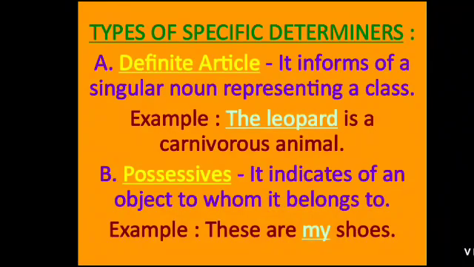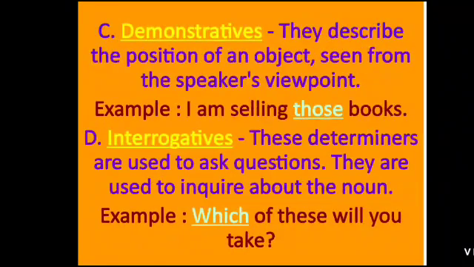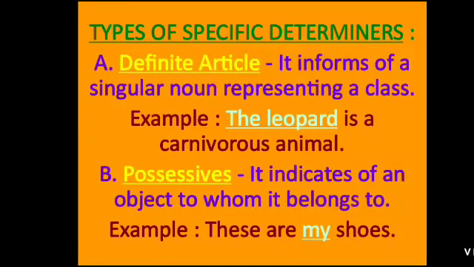Now if we talk about the types of specific determiners, we have 4 kinds. One is definite article, possessives, demonstratives, interrogatives. So what is a definite article? It informs of a singular noun representing a class. Like if I say the leopard is a carnivorous animal, that means here the leopard is a class, and the noun is referring, singular noun is representing the entire class of animal, that is carnivorous animal.